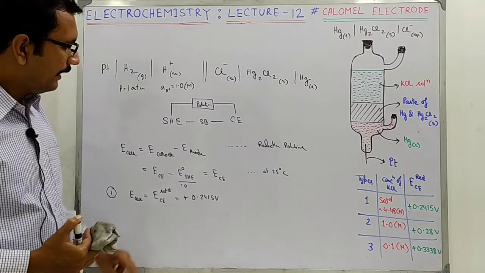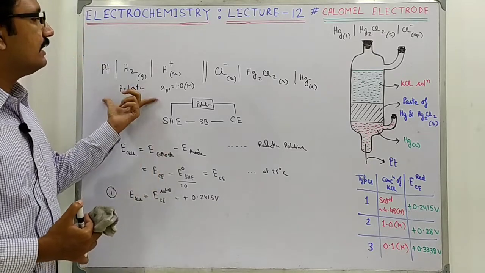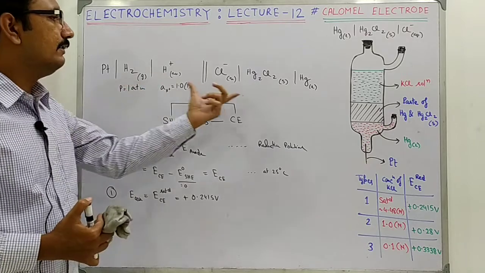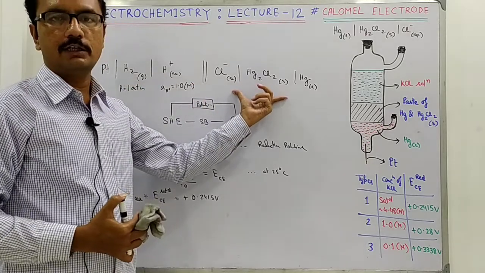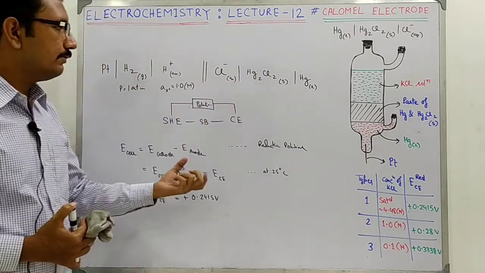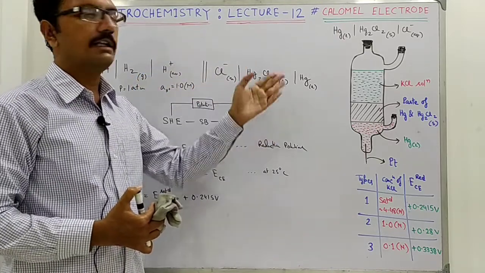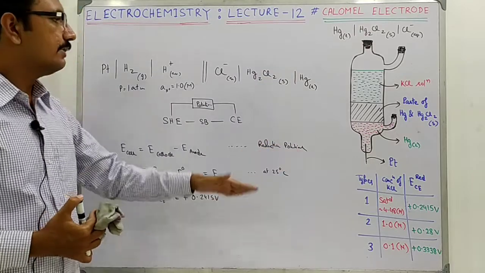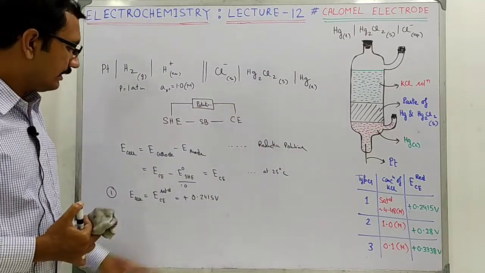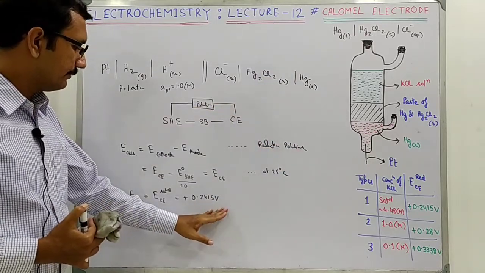So, you see, compared to the standard hydrogen electrode, it has a greater reduction potential. So, the tendency to get reduced is greater for the calomel electrode than for the standard hydrogen electrode. So, it has a greater reduction potential. So, you are getting 0.2415 volt.